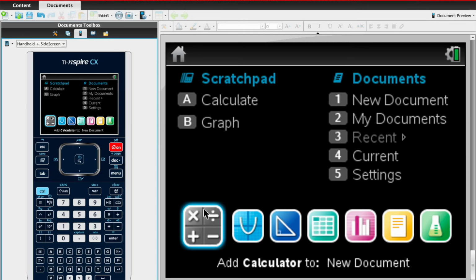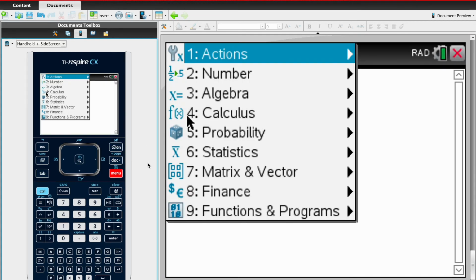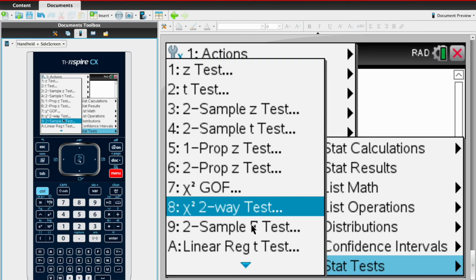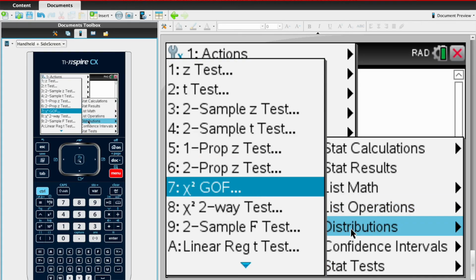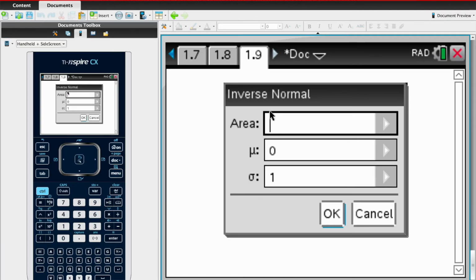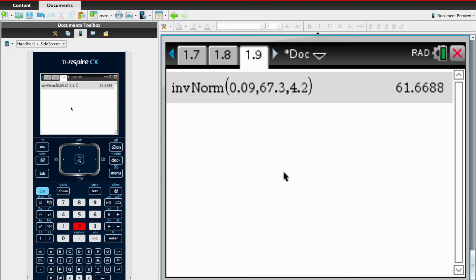So menu, statistics, stat tests, distributions. Inverse normal. The area, calculator sweeping out from left to right, is going to be 0.099%. The mean is 67.3, and our standard deviation was 4.2. And let's see what we get. We get 61.6688. So let's go back to the document just for a sec.